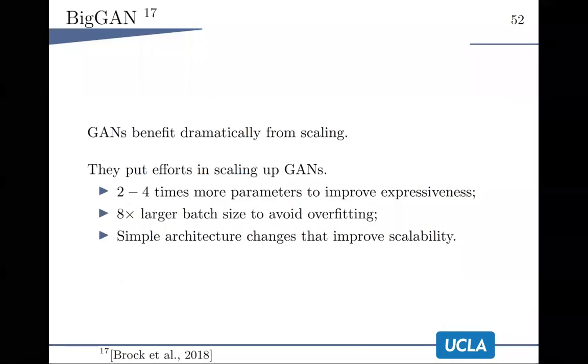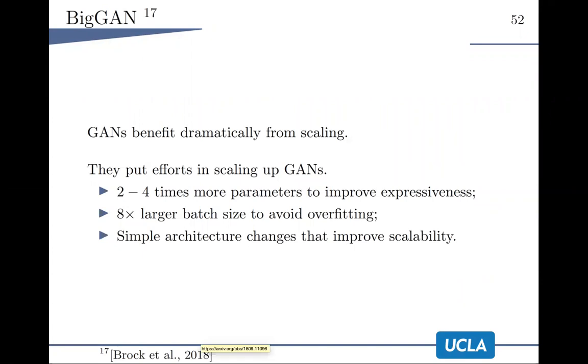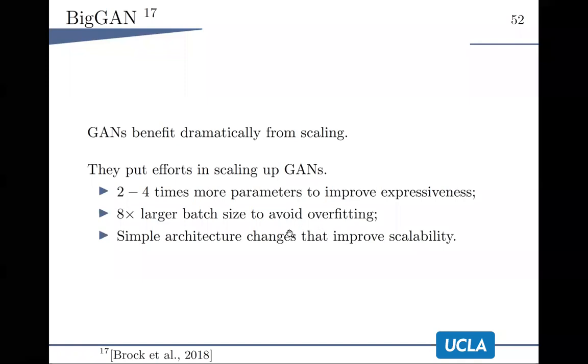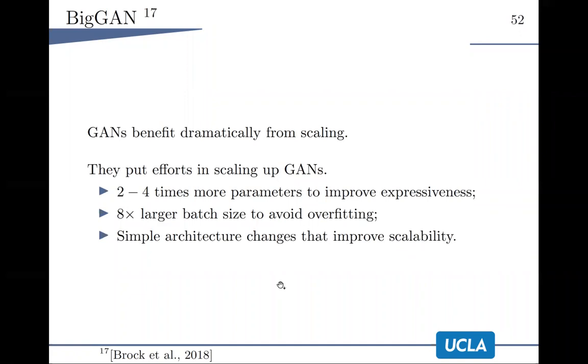And also there's a paper called BigGAN, whose efforts are all on how to scale up a GAN, because generative adversarial networks generally benefit dramatically from scaling up. So they are trying their best to scale up GANs. First, they have more parameters, and then they have larger batch size to avoid overfitting. After that, they try to simplify the architecture, to improve the scalability.